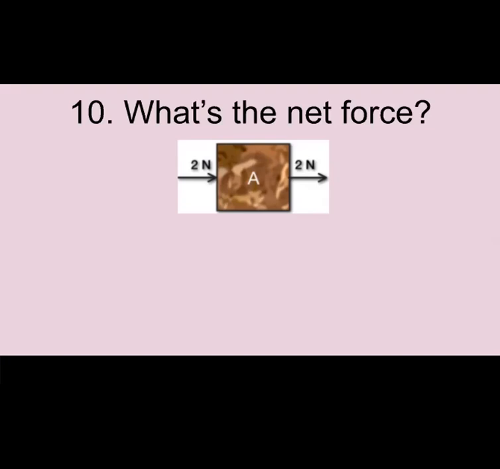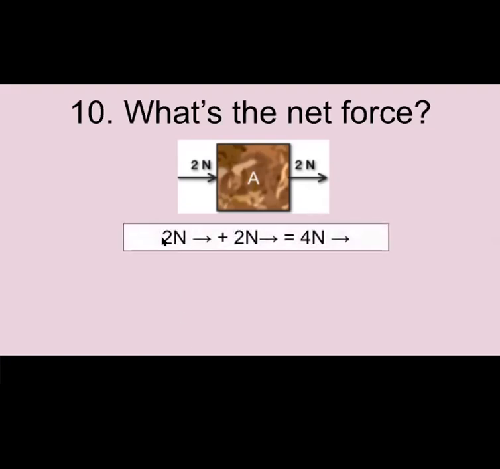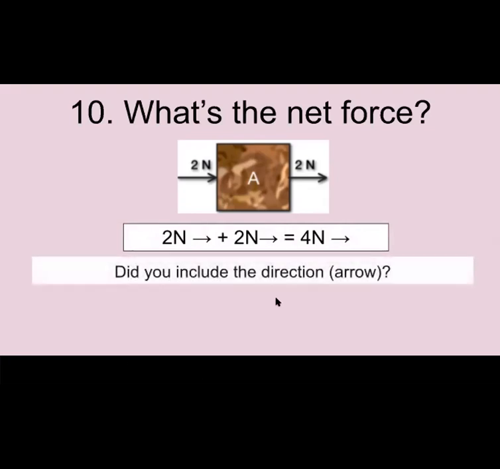Naomi, what did you get? I got 4 newtons because there's 2 newtons on one side and 2 newtons on the other side going in the same direction. Okay. Anybody else? All right, I see some thumbs up, like that's what you did also. So yeah, we would go 2 newtons plus 2 newtons equals 4 newtons. But here's my question for you. Did you include the arrow?